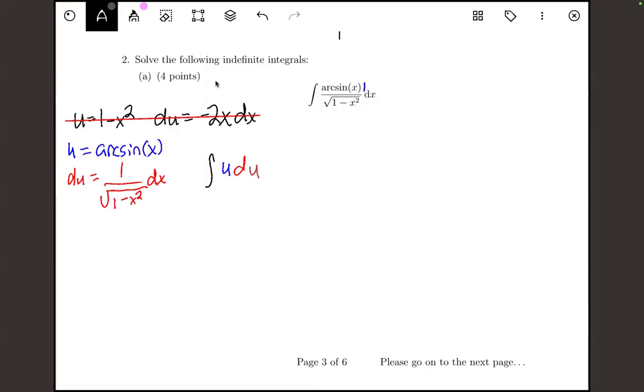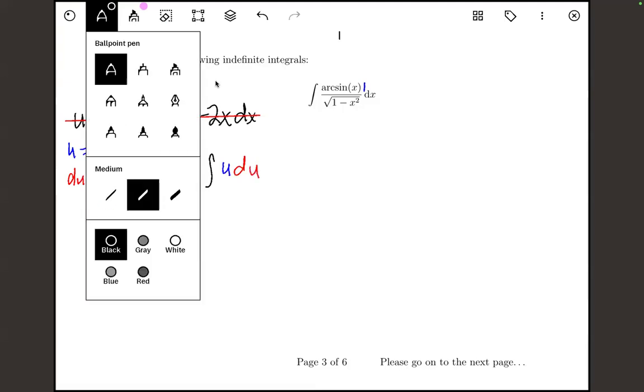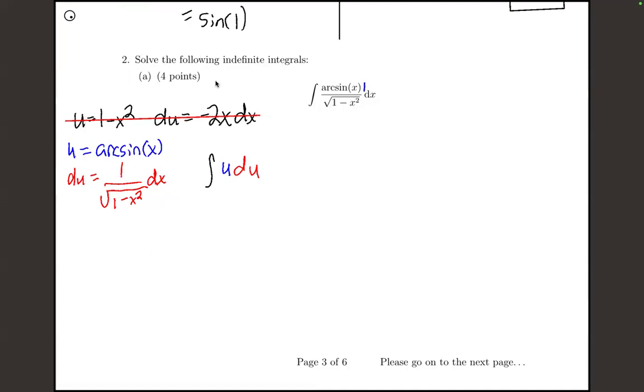This is just a simple inverse power rule. We could think of this as u to the first power. So then what we have is u to the 1 plus 1 over 1 plus 1, because this 1 is the exponent. And then remember plus c, because this is an indefinite integral. I kind of glossed over that, but this is an indefinite integral. Okay, so let's simplify this.